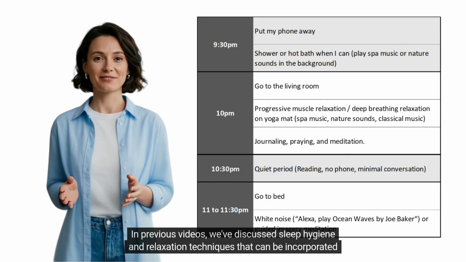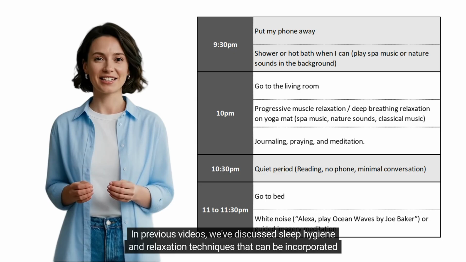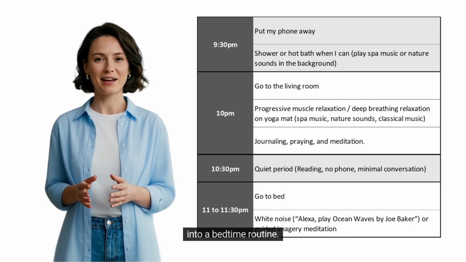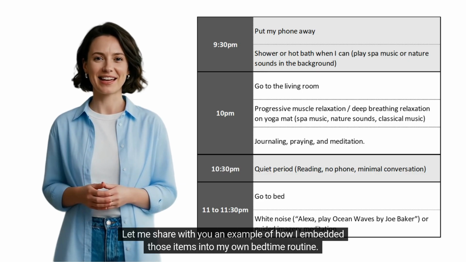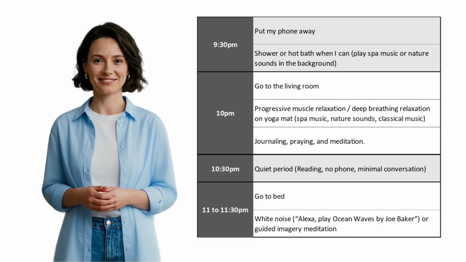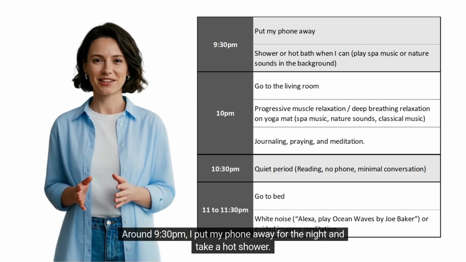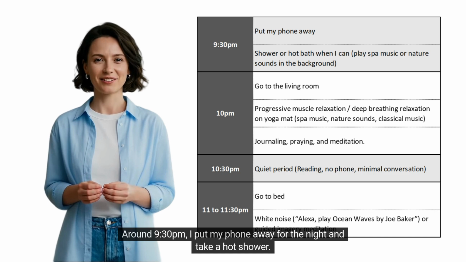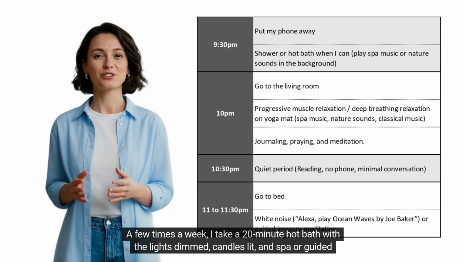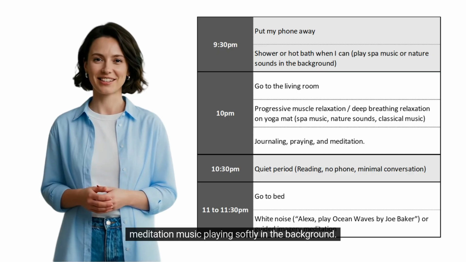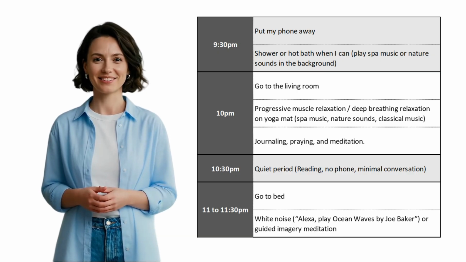In previous videos, we've discussed sleep hygiene and relaxation techniques that can be incorporated into a bedtime routine. Let me share with you an example of how I embedded those items into my own bedtime routine. Around 9:30 p.m., I put my phone away for the night and take a hot shower. A few times a week, I take a 20-minute hot bath with the lights dimmed, candles lit, and spa or guided meditation music playing softly in the background.